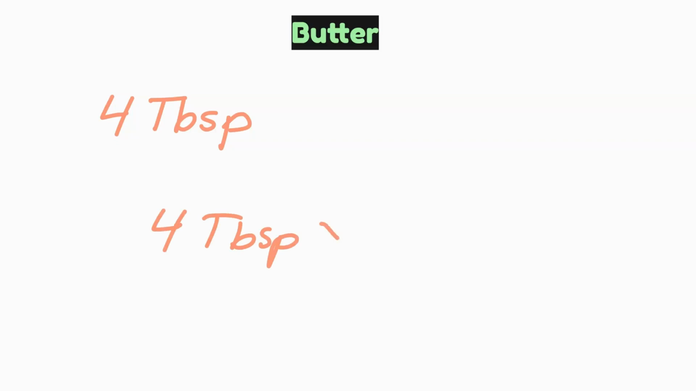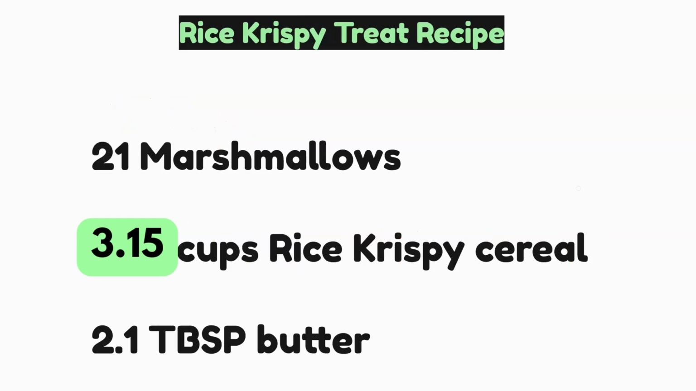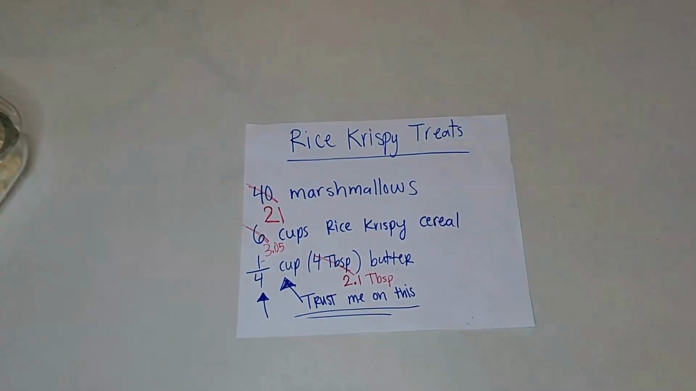Next was our butter. Our original recipe called for 4 tablespoons of butter. So again, we'll take our original amount, 4 tablespoons, and we're going to multiply it by our scale factor. Toss that into our calculator, and we really need 2.1 tablespoons of butter. So I'm going to do 2 tablespoons and a little bit. So our final recipe is 21 marshmallows, 3.05 cups of Rice Krispie cereal, and 2.1 tablespoons of butter. We now have our newly converted recipe.